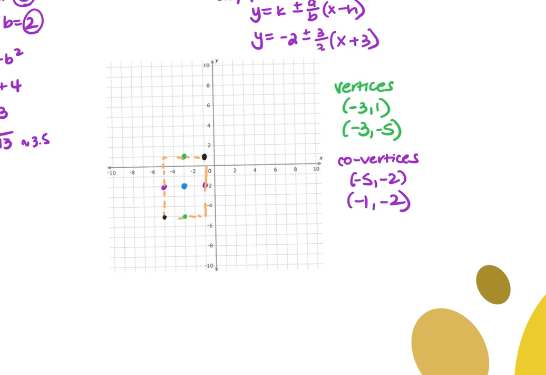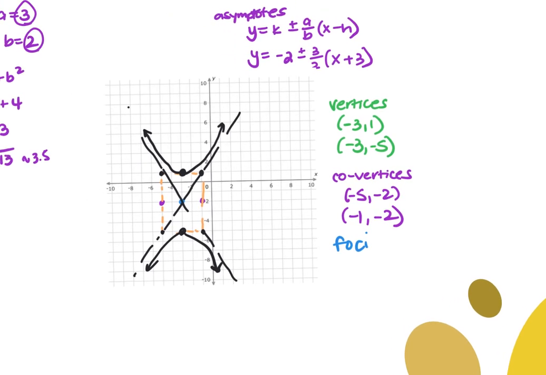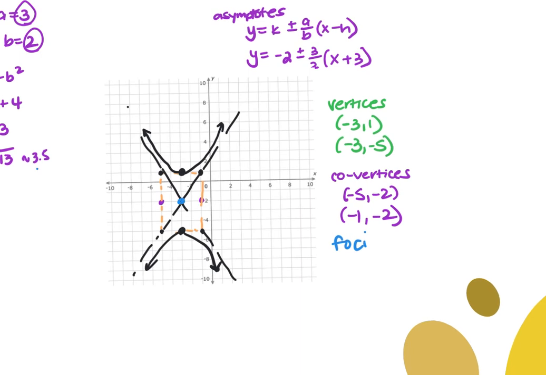Find the corners. Draw the asymptotes through those corners. And it's vertical, so the branches point up and down. And the foci fall inside those branches. I'd go from my center up. We approximated 3.5. 1, 2, 3.5. So that's what it would look like on the graph.